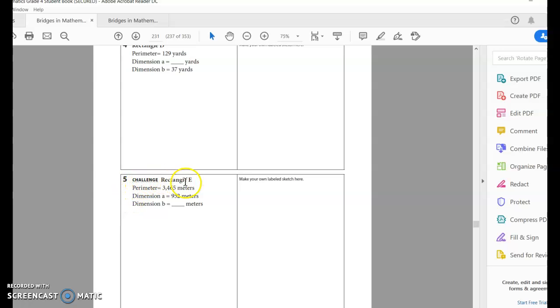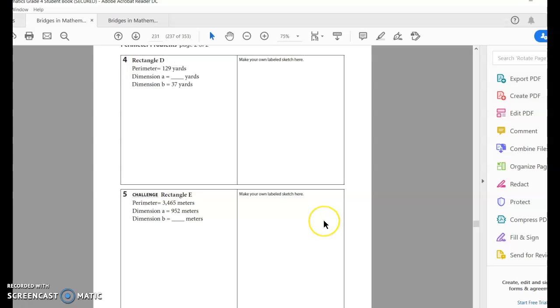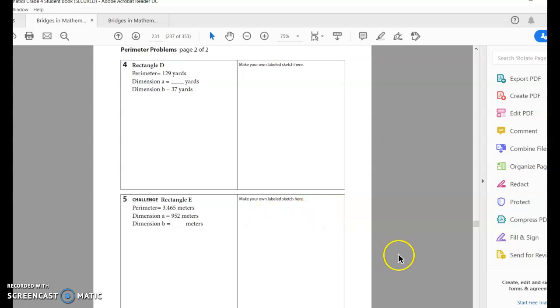For rectangle E, you have a perimeter of 3,465. One of your dimensions is 952, and you have to solve the other one. Remember, we're working on perimeter. You can use that formula to help you solve for these problems. Okay, good luck.